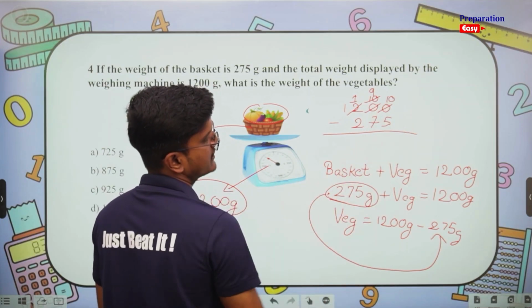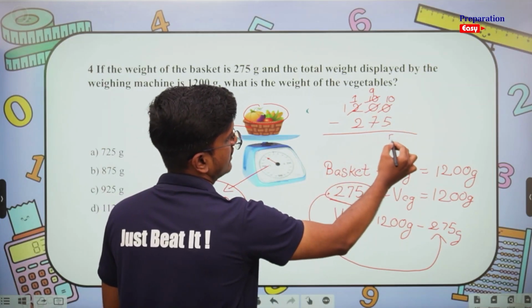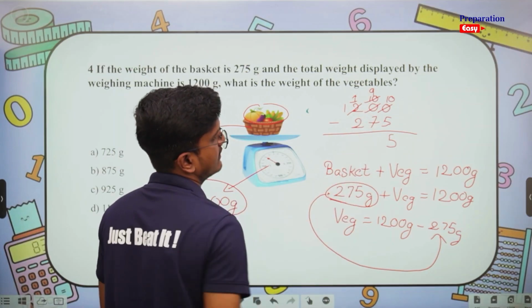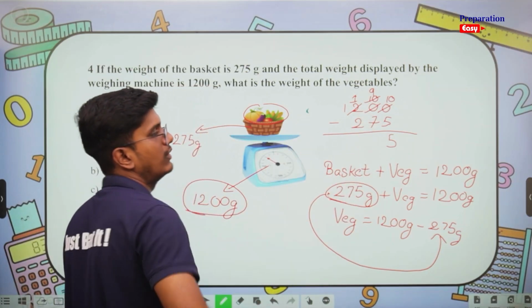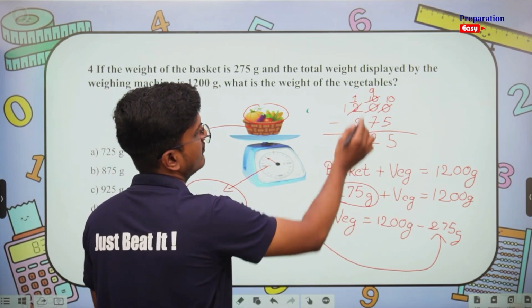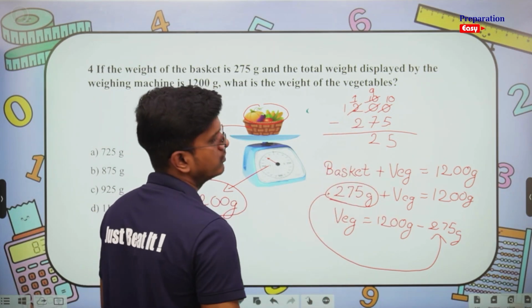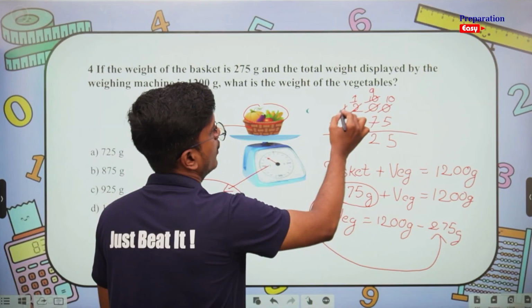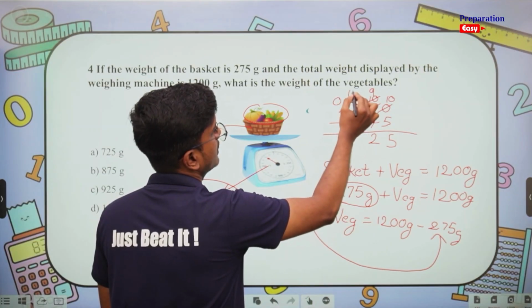So 10 minus 5 is 5, right? And 9 minus 7, count after 7, 8 and 9, only 2 are remaining. Write down 2 over here. And we have 1 minus 2, no. So we'll take a borrow from 0. This one will become now 11.